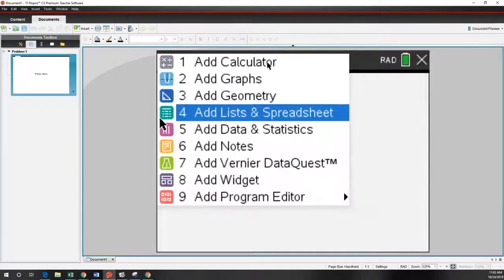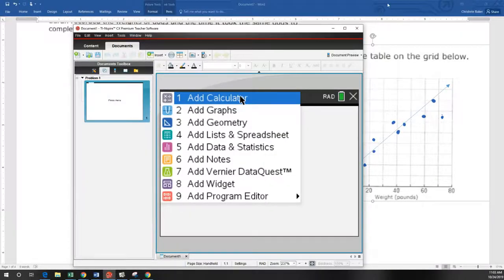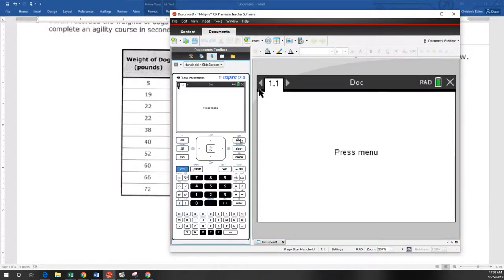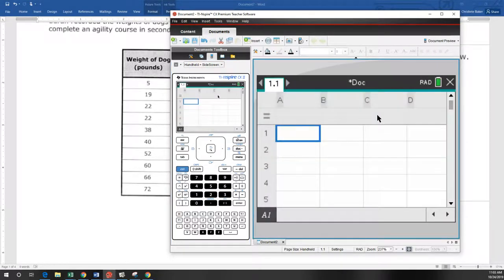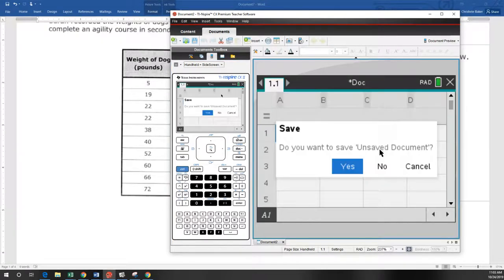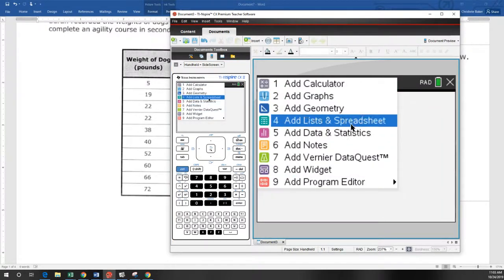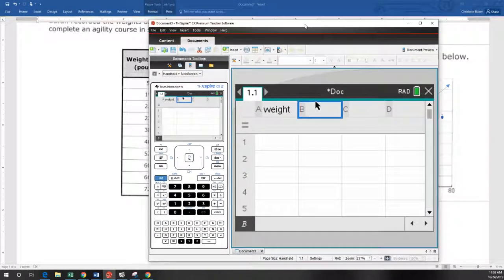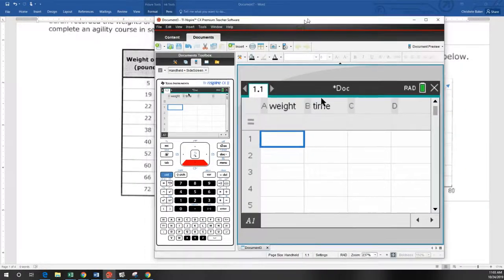On the home screen of my calculator, I'm going to go to new. Oh, it actually took me where I wanted to go, but I didn't show you that. So if I go to new, I'm going to go to lists and spreadsheets. All the way up here in A, I'm going to type weight. Over here in B, I'm going to put time. You never want to put anything right here. And now I'm going to start to input my data.